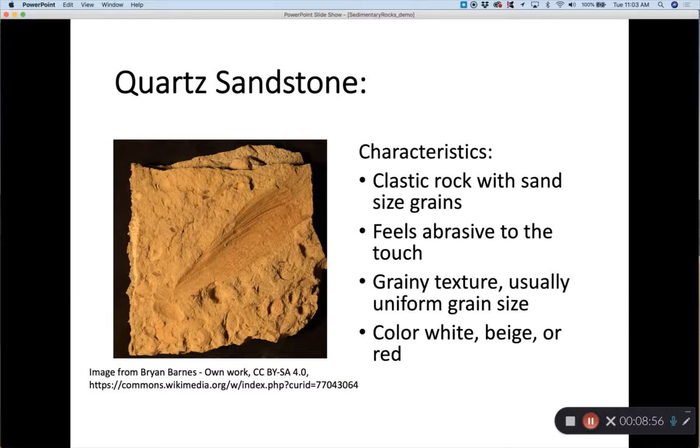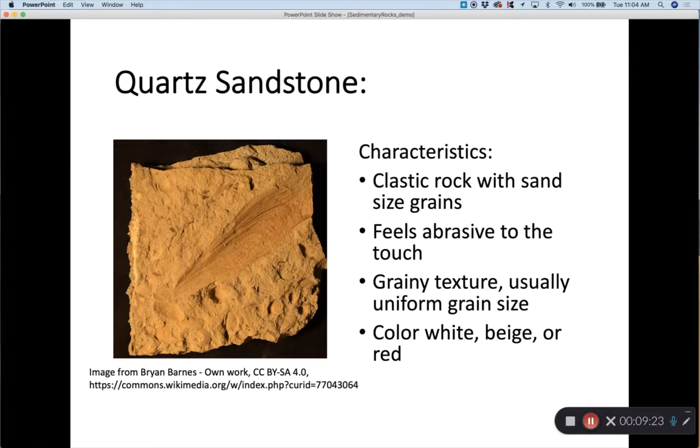A typical sedimentary rock made out of sand is a sandstone, and most sandstones are made out of quartz sand, so we call them quartz sandstones. Probably one of the most common types of rock on the continents of the Earth. How do you recognize a sandstone? Well, you look for those little grains of sand that make up the body of the rock.